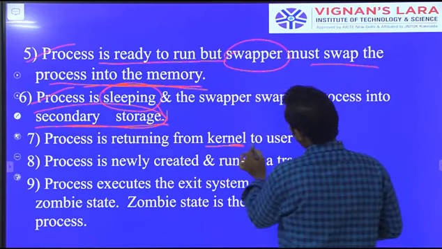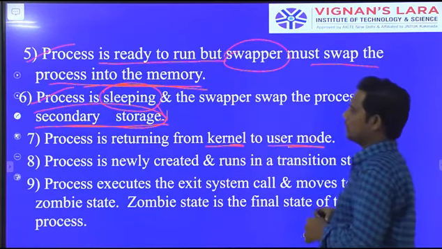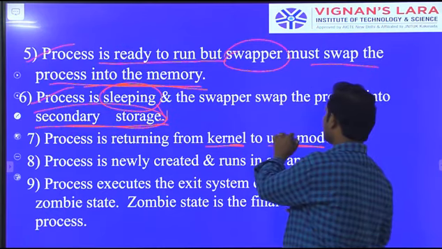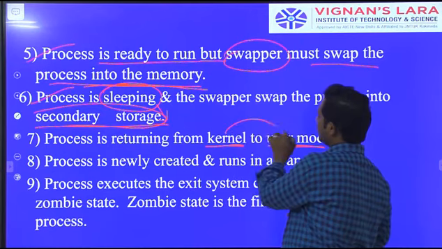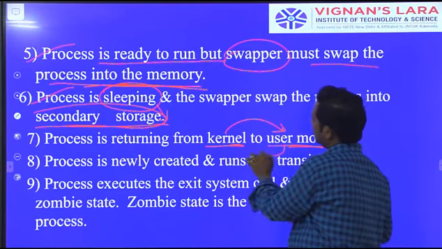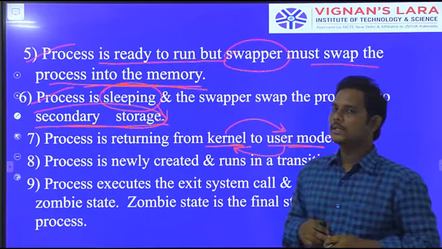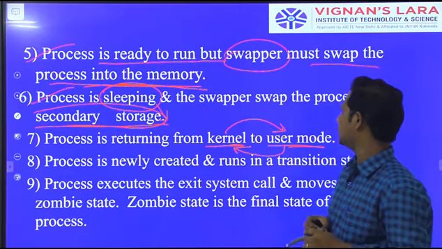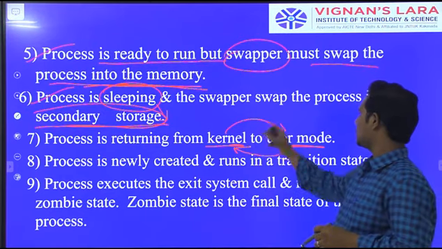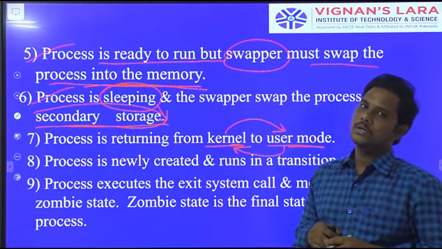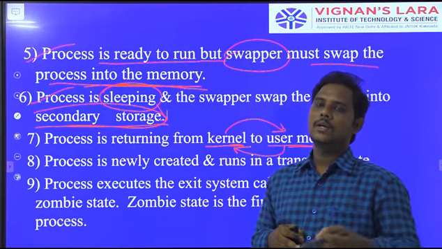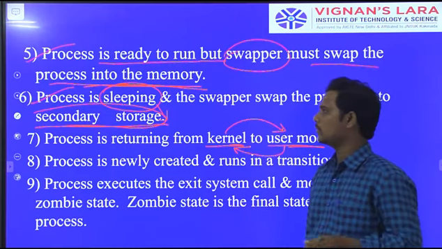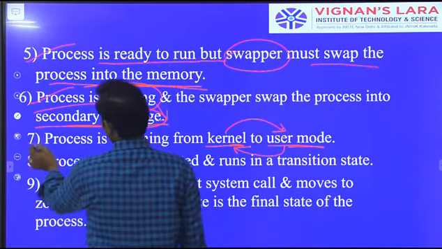Here, kernel to the user mode. The process is returning. How is it returning? Kernel to the user mode, user mode to the kernel mode. So this will be swapping like that. So process is returning from kernel to the user mode. After the kernel is processing, it will be sent to the user mode. User mode gives some input of a particular type, and then again the kernel will process it. So it is the point used in the process execution.